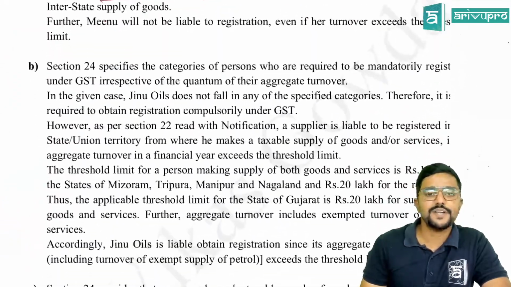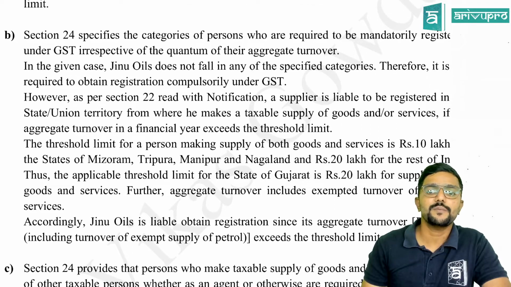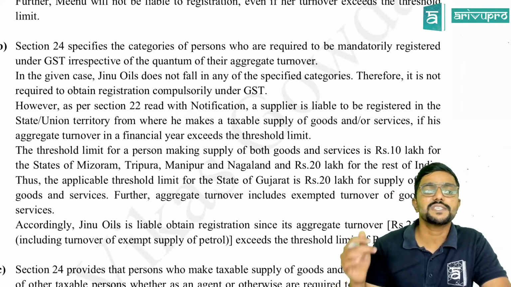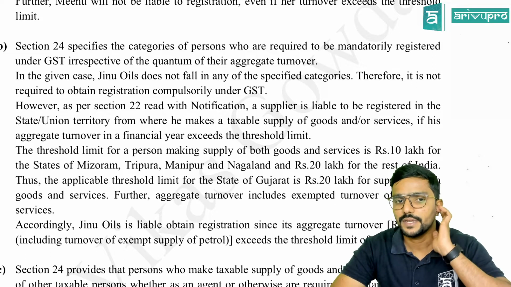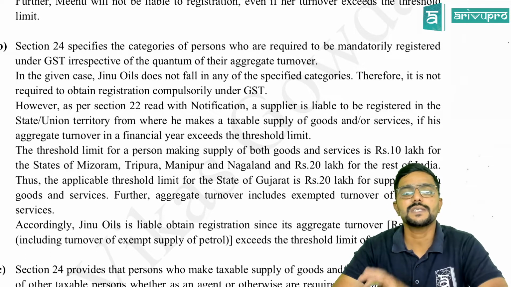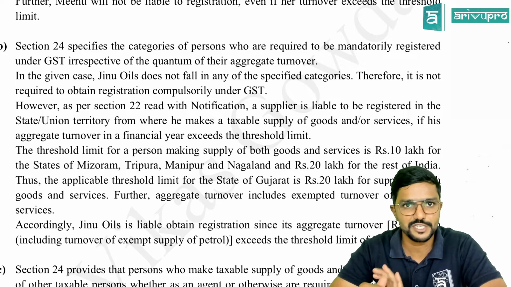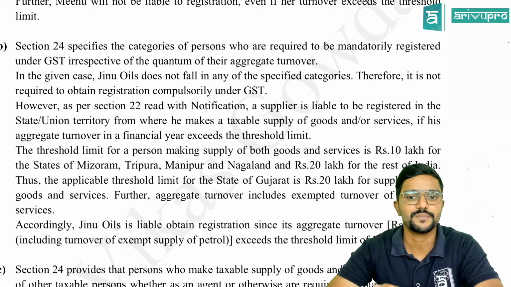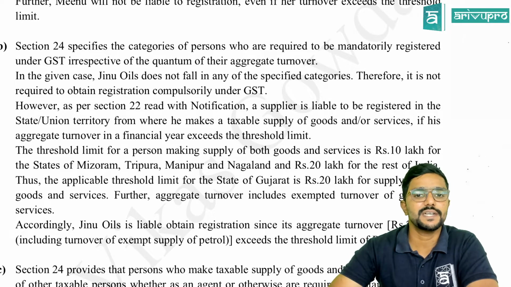Answer. Section 24 specifies the categories of persons who are required to be mandatorily registered under GST irrespective of quantum of their aggregate turnover. In the given case, Genu Oils does not fall in any of the specified categories mentioned under section 24. There are totally 11 categories there. Therefore, it is not required to obtain registration compulsorily under GST.